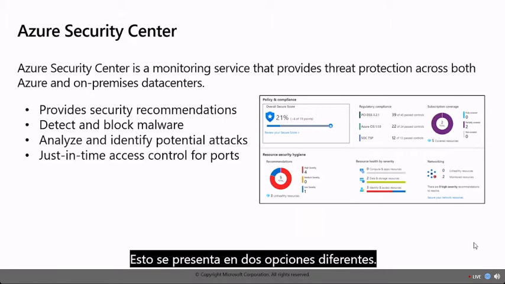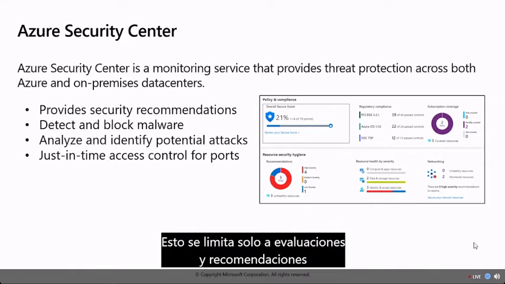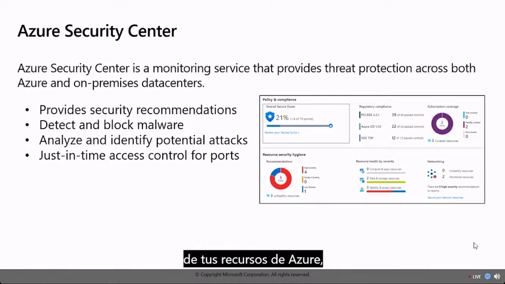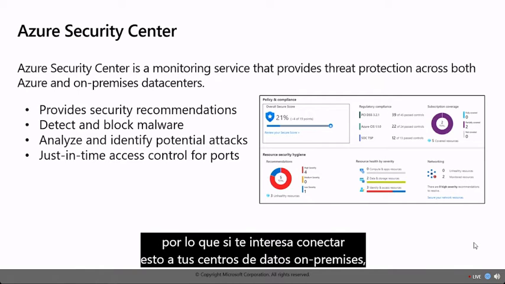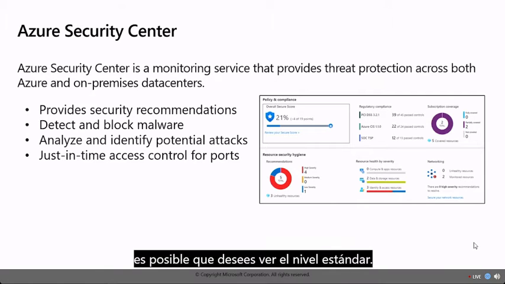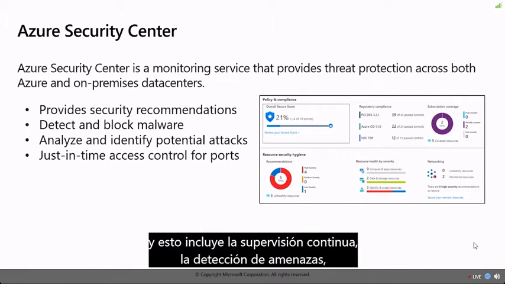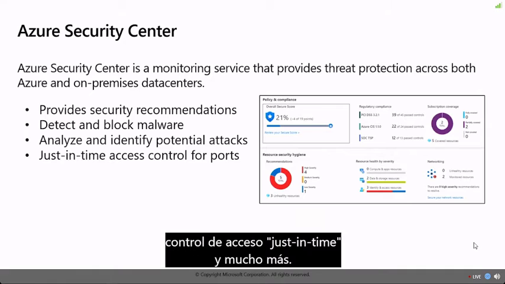Now, this comes in two different options. The first one is the free tier, and this is something that's automatically included in your Azure subscription. This is limited to only assessments and recommendations of your Azure resources. So if you are interested in connecting this to your on-premises data centers, you may want to look at the standard tier. Now, this tier provides a full suite of security-related services, and this includes continuous monitoring, threat detection, just-in-time access control, and so much more.